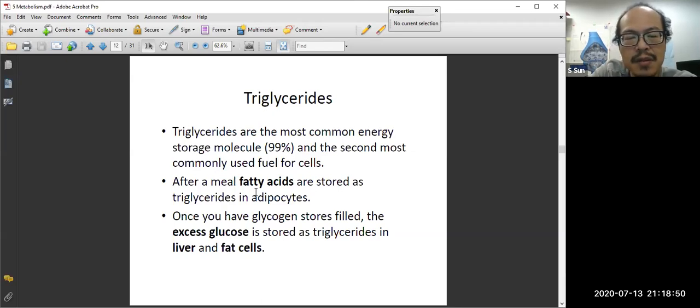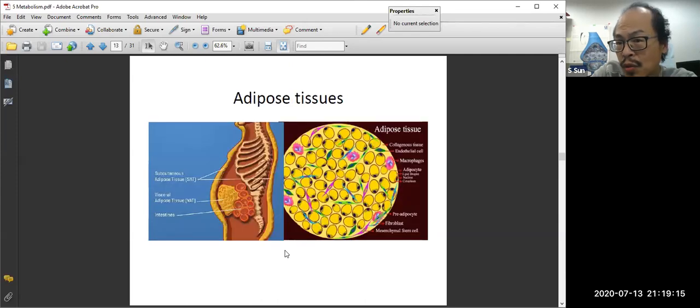So these triglycerides are stored in the adipocytes. Fatty acids are stored as triglyceride. Glucose can also be stored as triglyceride in the liver and the fat cells, the adipocytes. So this is where we store our triglyceride. It's in the adipose tissue. Adipose tissue contains all these adipocytes.